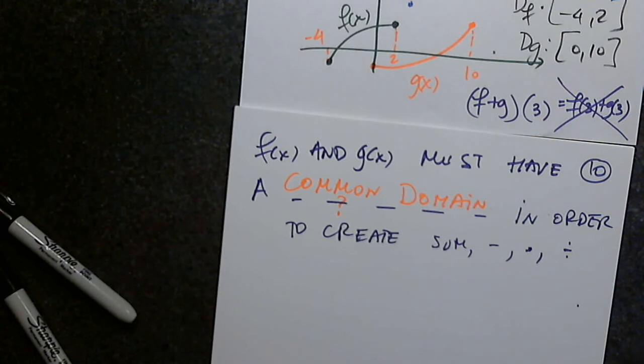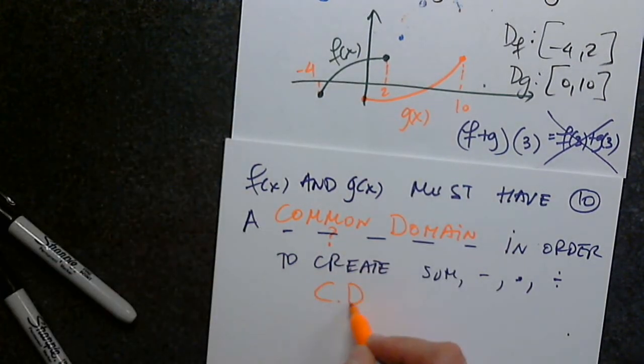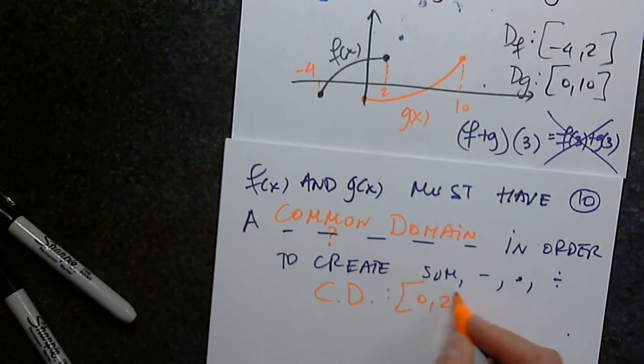They don't exist. So what is the common domain of f and g? CD. Common domain is 0 to 2. So if I want you to create these functions for me, I have to tell you find f over g at 1. Find f over g at 1.3. Find f over g at 0.3. But I cannot ask you to find f over g at -3 because g does not exist at -3.